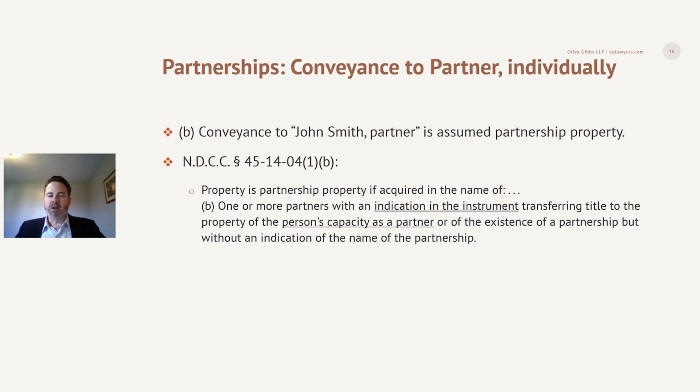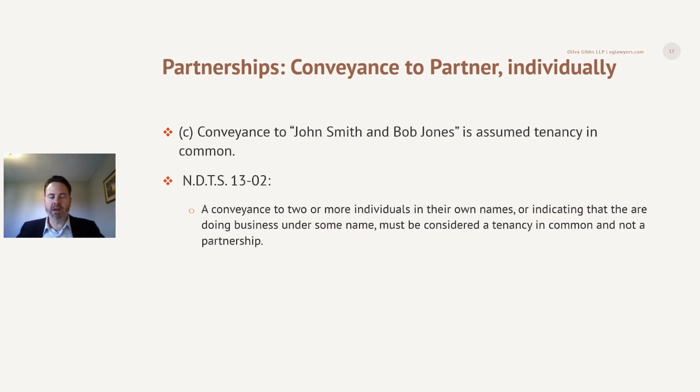Part 1B of Section 45-1404 provides that if there is an indication in the instrument transferring title to the property of that person's capacity as a partner, then the result will be that the interest is partnership property. So in this example, we have that label partner attached. We don't have the identity of the partnership, but because it indicates his capacity, the statutes indicate this conveyance should be deemed partnership property.